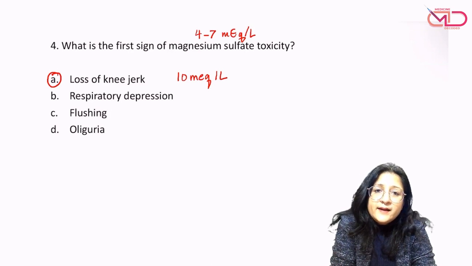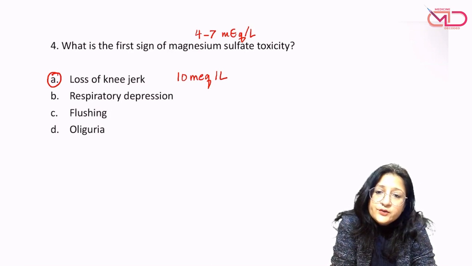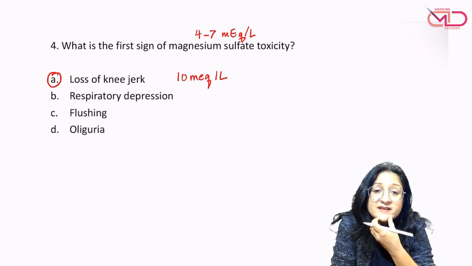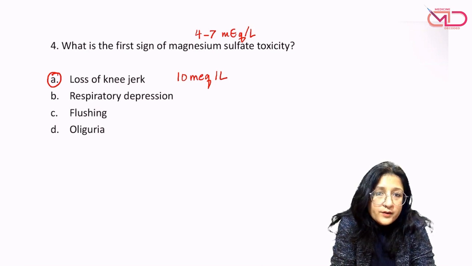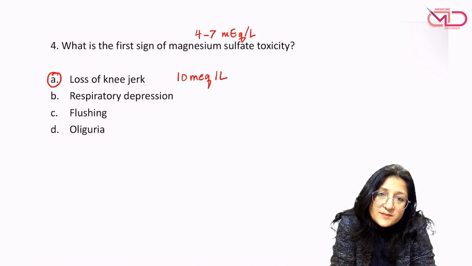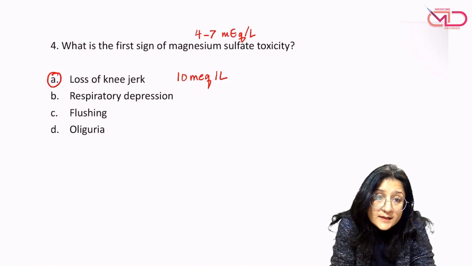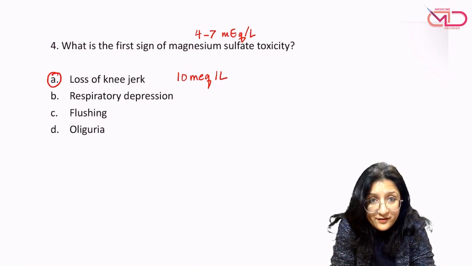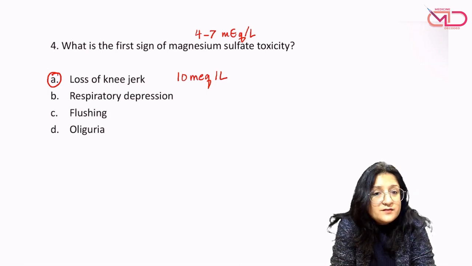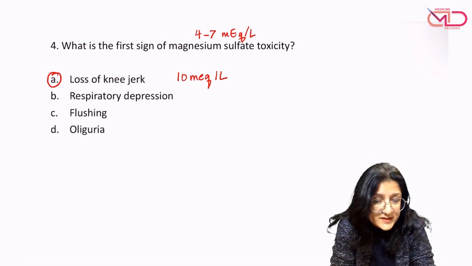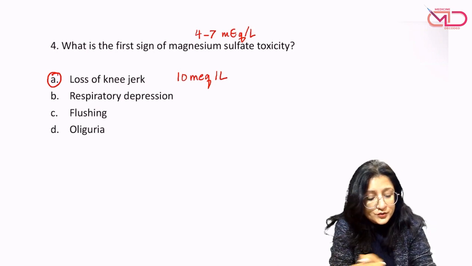Then oliguria, that is decreased urine output. Oliguria by itself is not a sign of magnesium sulfate toxicity. Magnesium is excreted in the urine. So if a woman with preeclampsia or eclampsia has decreased urine output, more particularly if she has decreased GFR, then magnesium sulfate toxicity can be precipitated. So the correct answer here is option number A.